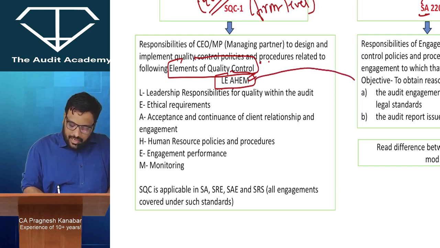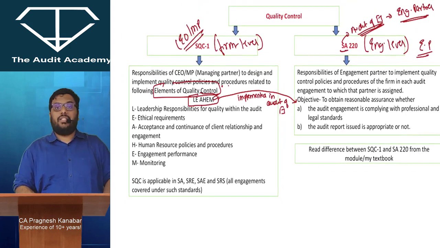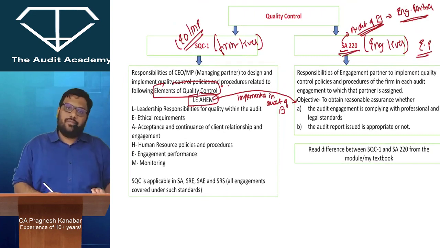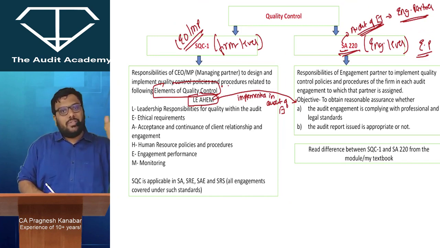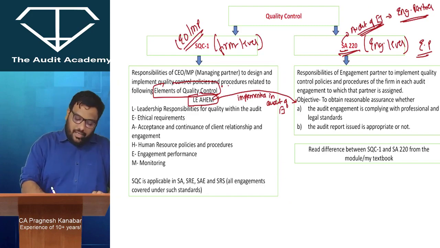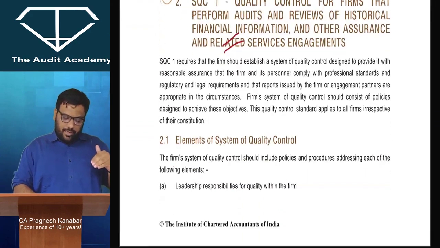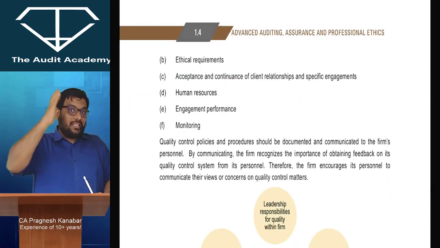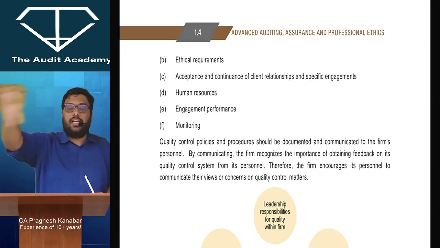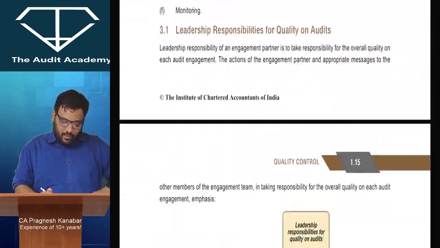And how these six elements will be implemented in audit of financial statements, that is there in SA220, which will just talk about the responsibilities of the engagement partner. So tell me, which standard will have lengthier content? SQC1, and SA220 will be short. In fact, if you see in your module also, first they are discussing SQC1. All six elements have been discussed, but not from your angle, from my angle. That means as a CEO or the managing partner, what will be my responsibility and how to design the firm's policies, procedures and so on. And then after that is over, you will see SA220.